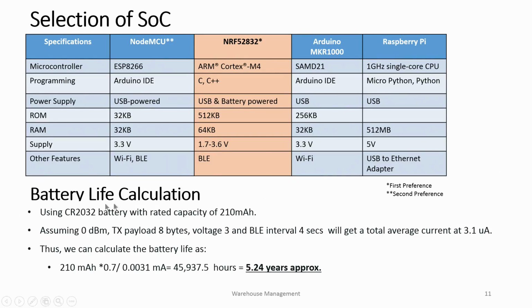Now, down below is an interesting thing. What they have done is calculate the battery life, okay. They are assuming that the transmission is at 0 dBm, the payload is just 8 bytes, voltage is 3 volts and the BLE interval is every 4 seconds, right. We get a total average current of about 3.1 microamps, and then they calculated the lifetime, which came to a little over 5 years. Okay. So, this is an important thing. Please follow the process, it is not so much about the end result, but about the process.